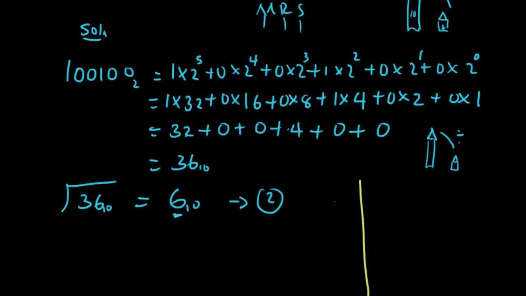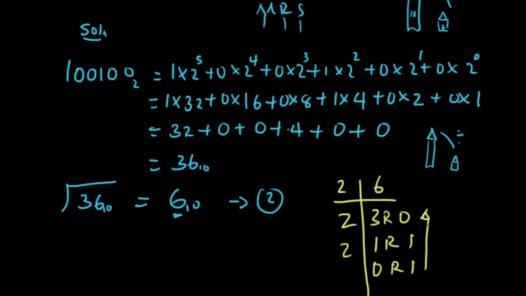So we should have 6 divided by 2. 2 in 6 is 3 remainder 0. 2 in 3 is 1 remainder 1. 2 in 1 is 0 remainder 1. So it means that our answer is 110 in base 2. Do you understand? So the square root of 100,100 is 110 in base 2. Does that make sense? Let's take another question.